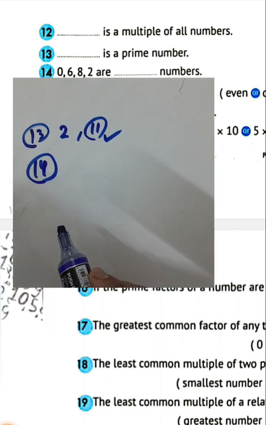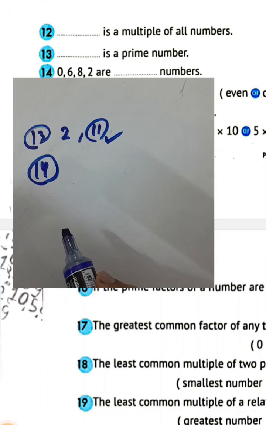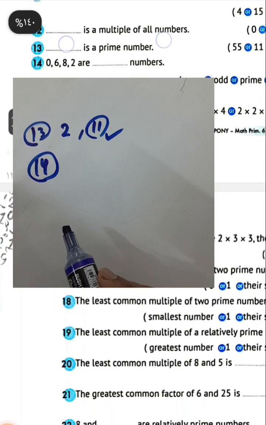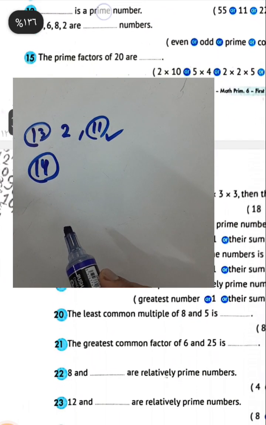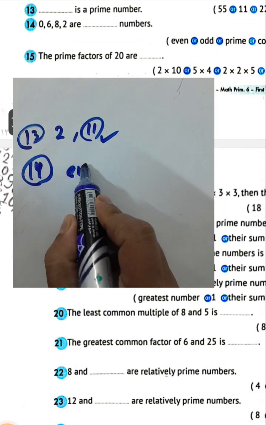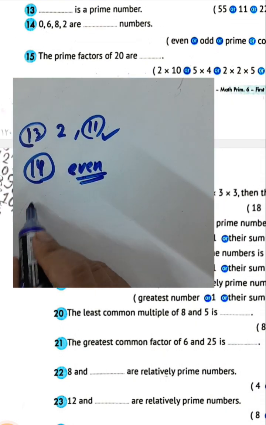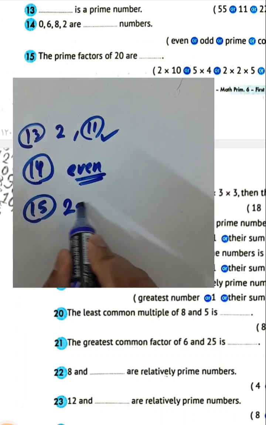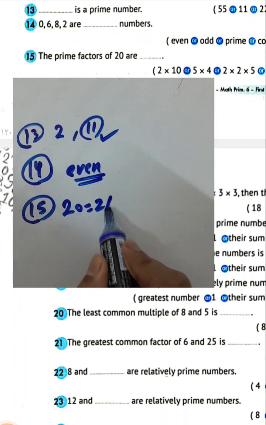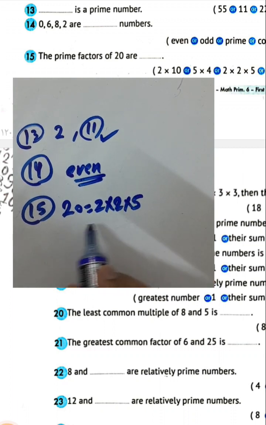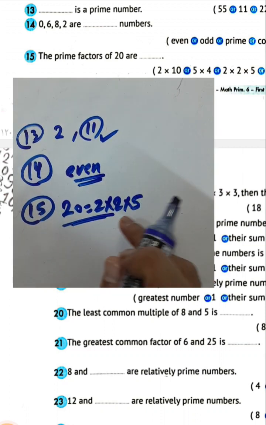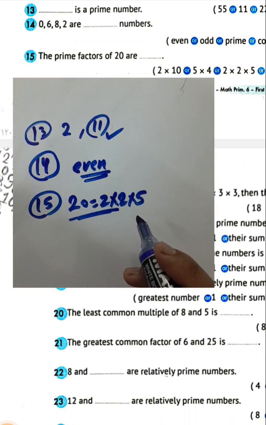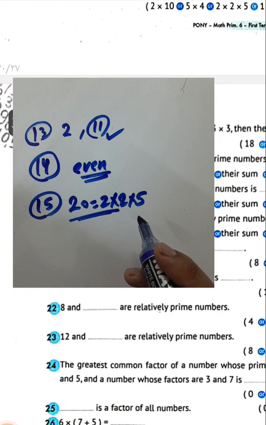Question 14. 0, 6, 8, 2, what do we call them? Even numbers. 0, 6, 8, and 2, we call them even numbers. Question 15. The prime factors of 20. We know 20 equals 4 times 5, and 4 equals 2 times 2, and then 5. Then the prime factors of 20 are 2 times 2 times 5. Okay, we call these the prime factors of 20.